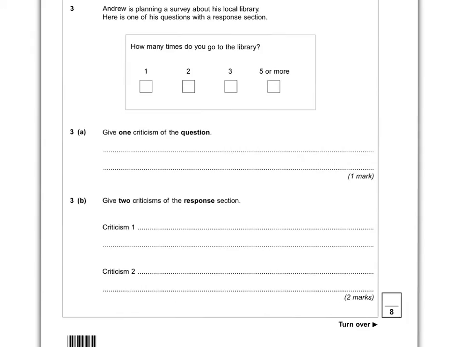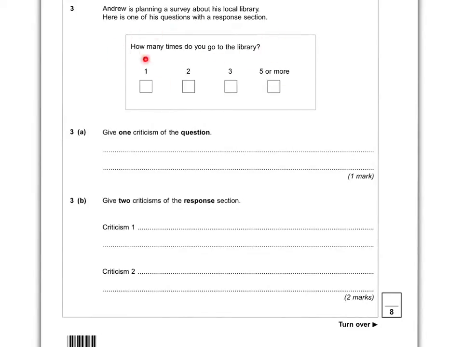In question 3, we're asked to analyse a survey. It says Andrew's planning a survey about his local library. He's presented us with a question and a response section which people should be filling in, and we're asked first of all to give one criticism of the question. So don't even look at these boxes for now, just look at the question and what might be a potential problem with that question.